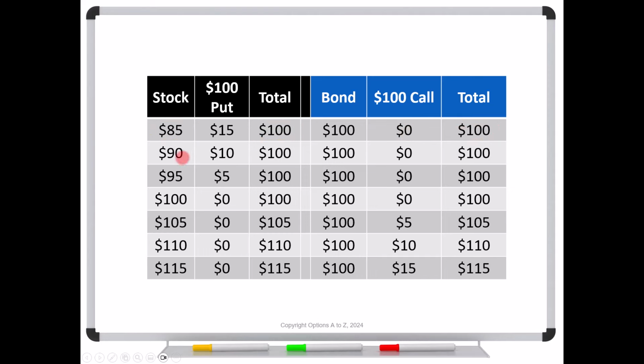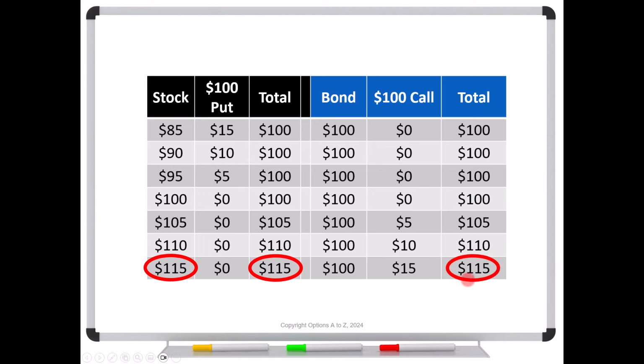If the stock is 90, stock plus put position is worth 100. The $100 call plus the bond is worth 100. They are exactly equal. Stock's at 105. Stock plus put is worth 105. The call plus the bond is worth 105. Let's push it up even higher. Stock's at 115. Stock plus put is worth 115, and the call plus bond is worth 115.